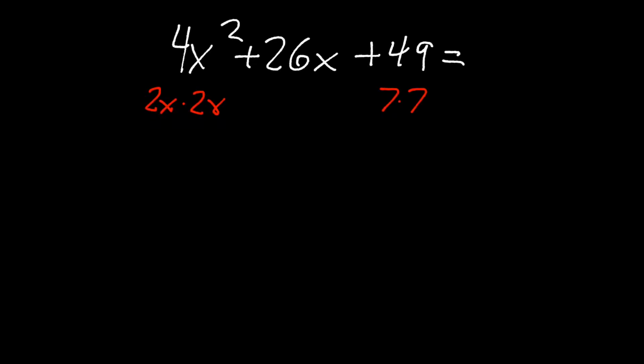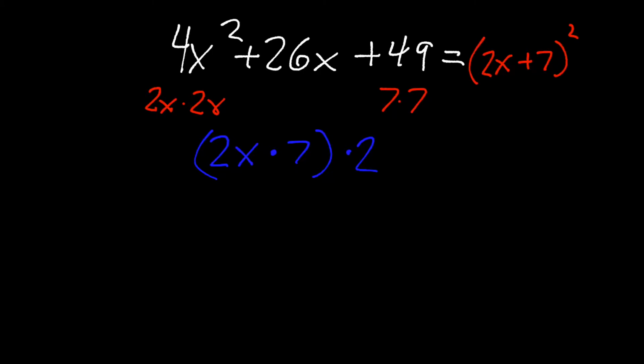And we might want to jump ahead and be like, oh, this is just 2x plus 7 squared, but you do not want to do that. You need to check the middle term. This is going to be the one that makes the decision. So we need to take one of our square roots of 4x squared, so one of our 2x's. We are going to multiply it by one of our 7's, so times 7. And then all of that is going to be doubled.